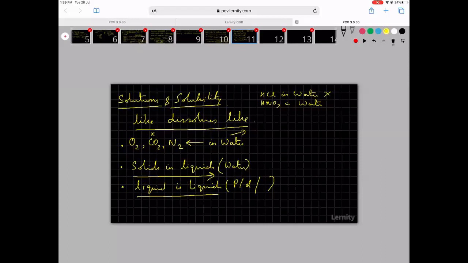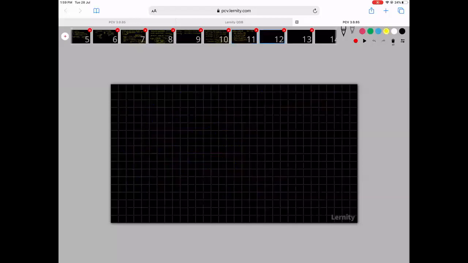So this is what happens in the case of fishes. We want to discuss all these things in a systematic manner. So first, I will take up solubility of gases in a liquid. Okay, so first we will work on that.